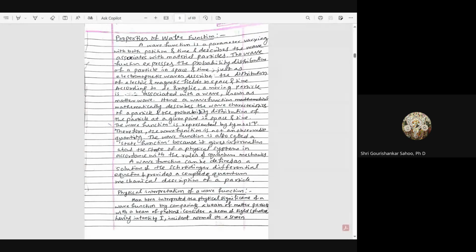According to de Broglie, a moving particle is associated with a wave known as a matter wave. Hence, a wave function mathematically describes the wave characteristics of a particle and the probability distribution of a particle at a given point in space and time. The wave function is represented by the symbol psi. Therefore, the wave function is not an observable quantity.